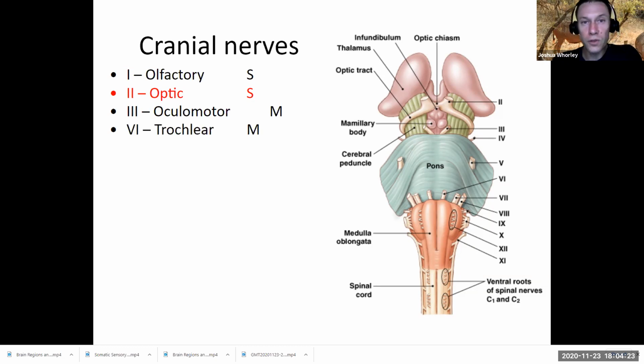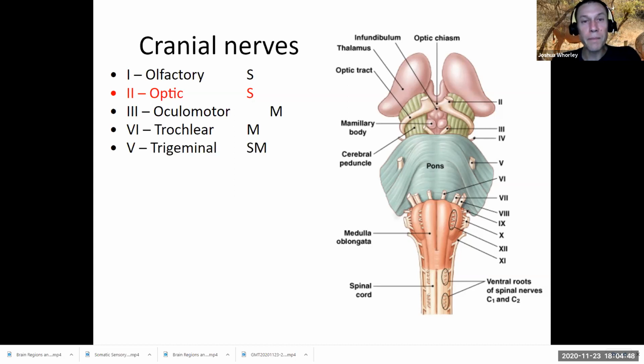The trochlear also controls your eye, but it controls movement of the entire eyeball rather than controlling how much light is getting in, which is what the oculomotor does. This is also a pure motor nerve, and the trochlear nerve controls movement of the eye toward, for example, the center. So if I go cross-eyed, I'm really using my trochlear nerves.